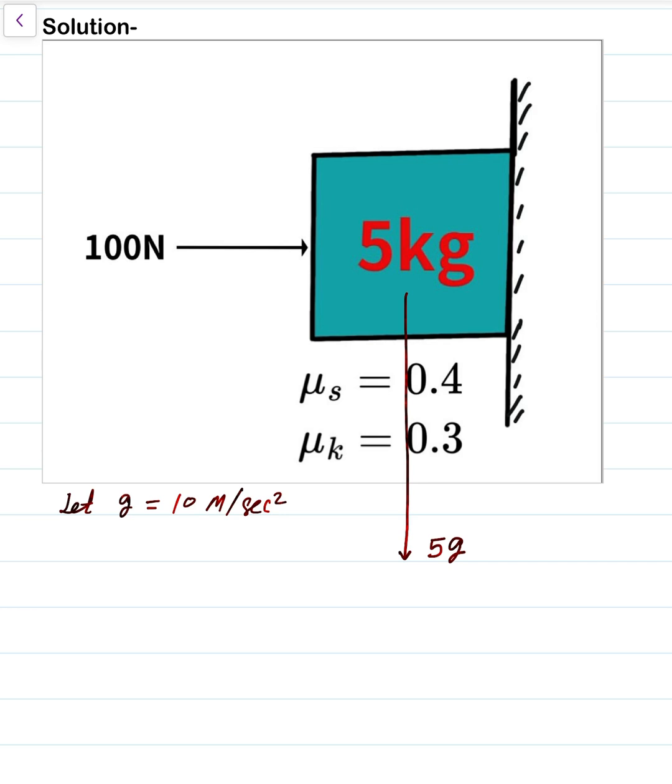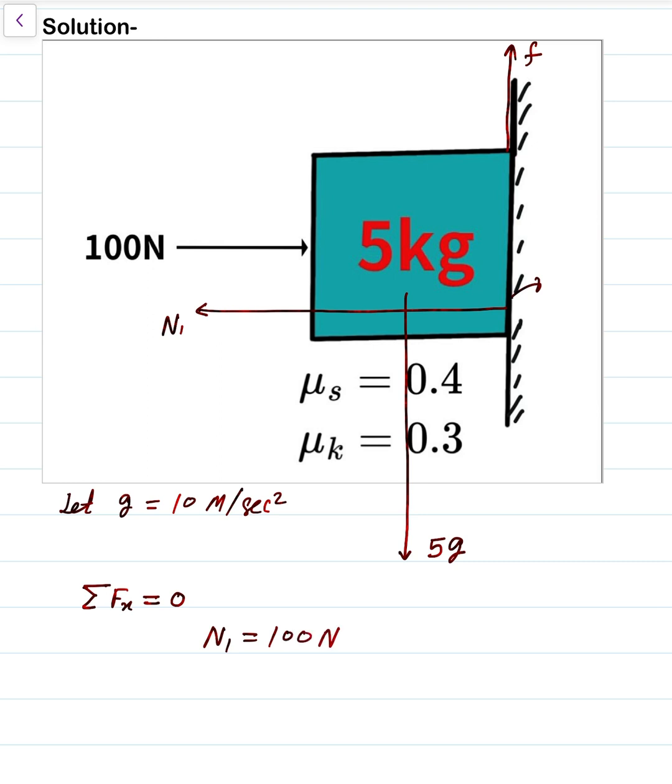And normal force always acts in this direction, N1. Frictional force acts in this direction, because that one is a rough surface. Now in the x direction there is no motion, so net force is 0. So N1 is equal to 100 Newton.